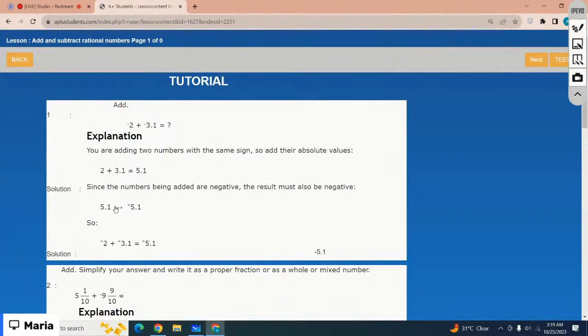Okay, so the first example is negative 2 and negative 3.1. You have to apply the same rules that are for the integers, right? So both the numbers are negative, you have to add them and you have to put the negative sign, right? So 2 plus 3.1 is 5.1 and you have to put a negative sign with it.